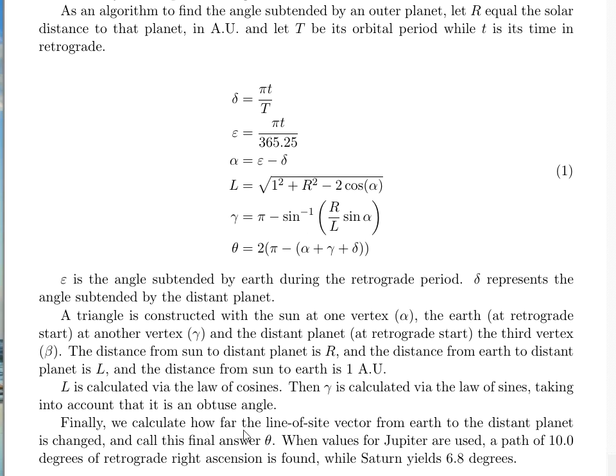And then finally we calculate how far the line of sight vector from Earth to the distant planet is changed, and we call this final answer theta. So theta is equal to 2 times 180 degrees minus alpha plus gamma plus delta. When values for Jupiter are used, a path of 10 degrees of retrograde right ascension is found, while Saturn yields 6.8 degrees.